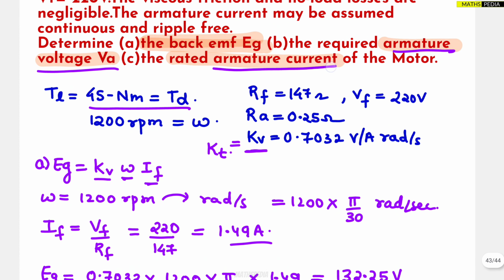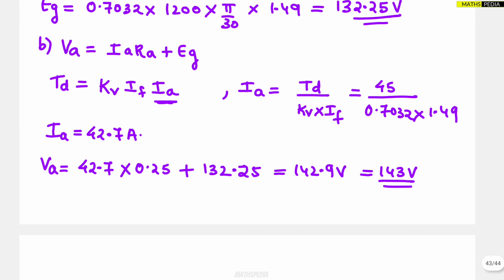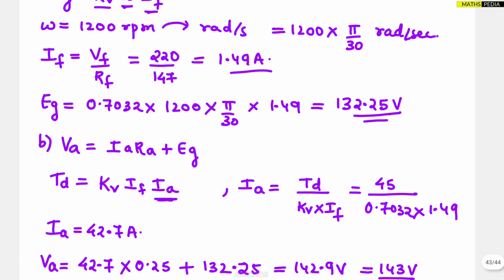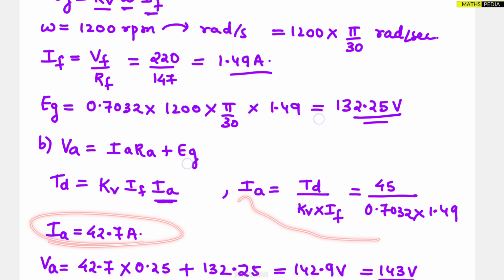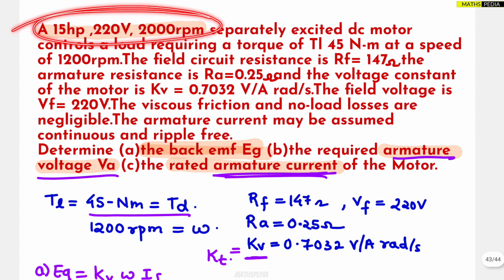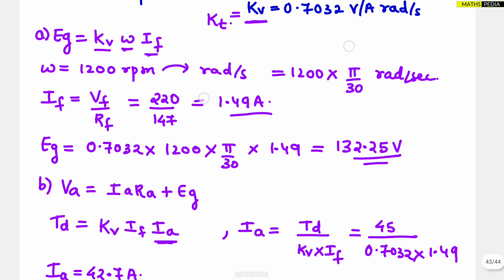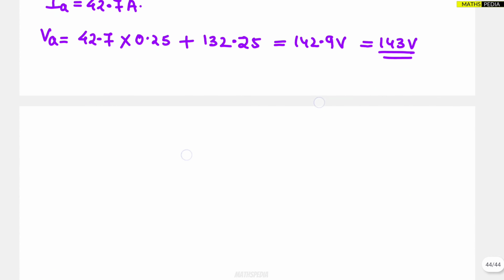Armature rated current. So how to find the armature rated current? Very simple, using the equation of power. See, it is asking for the rated current. They are not asking about IA. We already found out IA. They are asking about the rated, so rated values will be found out from the rated values only. So what are the rated values given? 15 HP, 220 volts and 2000 RPM. So 15 HP is nothing but the power they are talking about.